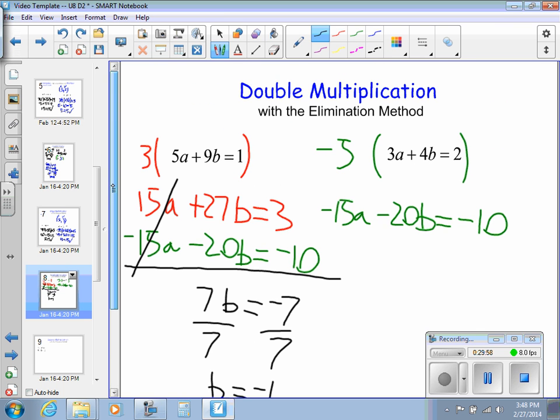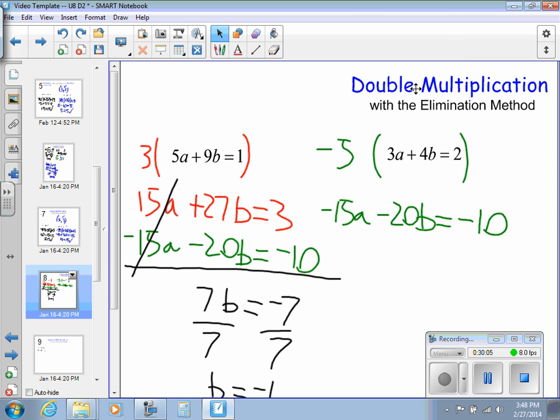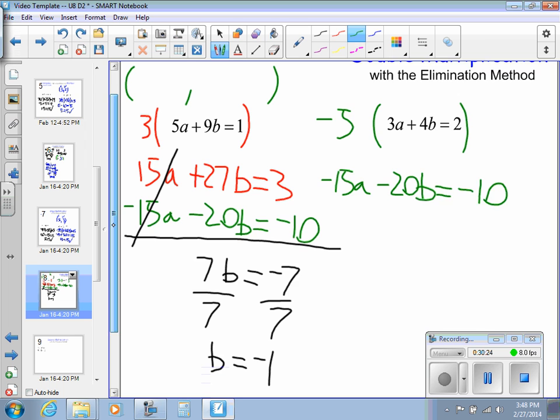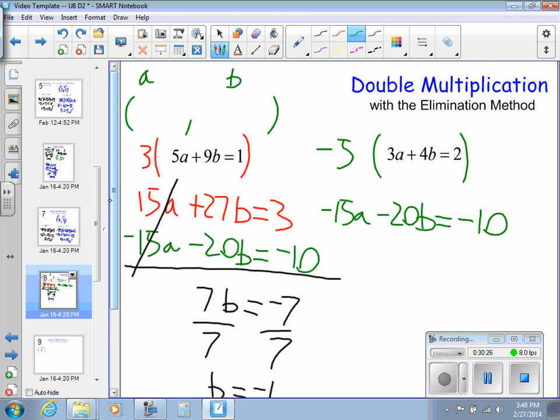Again, I need some place to keep track of this. And I'm going to cheat a little bit. I'm going to move my title over, and I'm going to put in my, oh, in this case it's A and B. Let's use colors again, A and B. Put in my ordered pair here. And the one that I just found is B, and B equals -1. Now I need to find A.